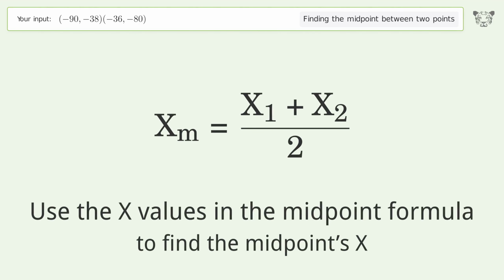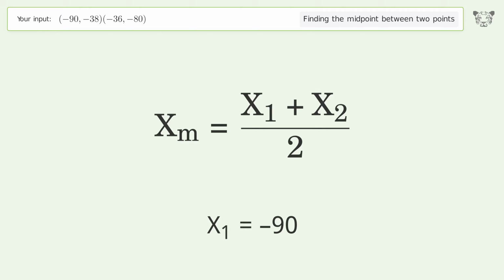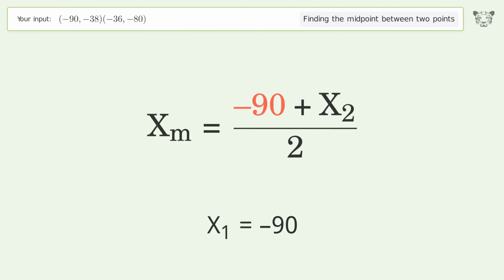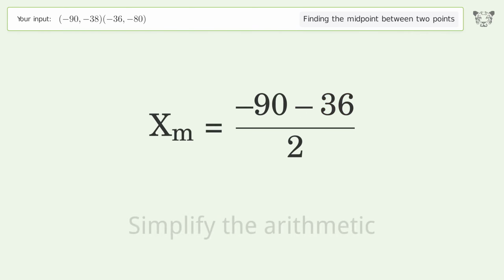Use the x values in the midpoint formula to find the midpoint's x. x1 equals -90. x2 equals -36. Simplify the arithmetic.